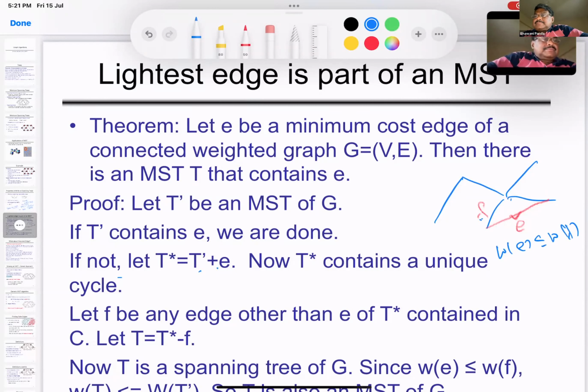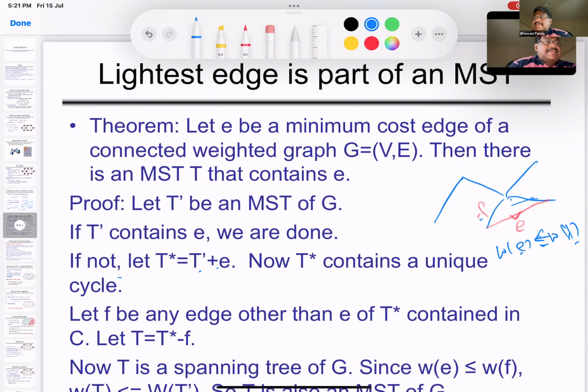Should it be a strict inequality, sir? Weight of E less than weight of F? No, not strict. I'm saying the minimum need not be unique, so this can be less than or equal to. You are saying that all minimum weight edges would be in the MST? Not all. Take any minimum cost edge, there will be a spanning tree containing it. For example, if all these edges are 3, 3, 3, all of them will not be together in one MST. They may be in separate MSTs.